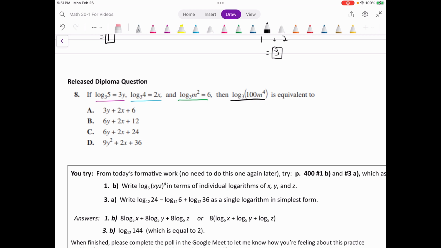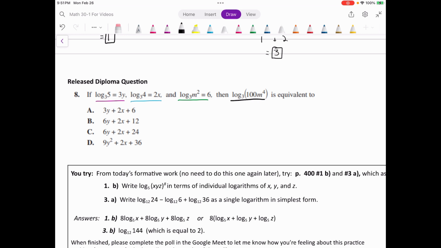Now, the problem here is that we don't know anything about log base 3 of 100 m to the 4th, but we do know stuff about log base 3 of 5. It's 3y. Log base 3 of 4 is 2x. Log base 3 of m squared is 6. And looking at our answers, we kind of want these y's and x's and constants to show up in our result, right? And there's even a clue here. They're being added. So can we think of 100 m to the 4th in terms of things that are more like a 5, a 4, and an m squared, right?